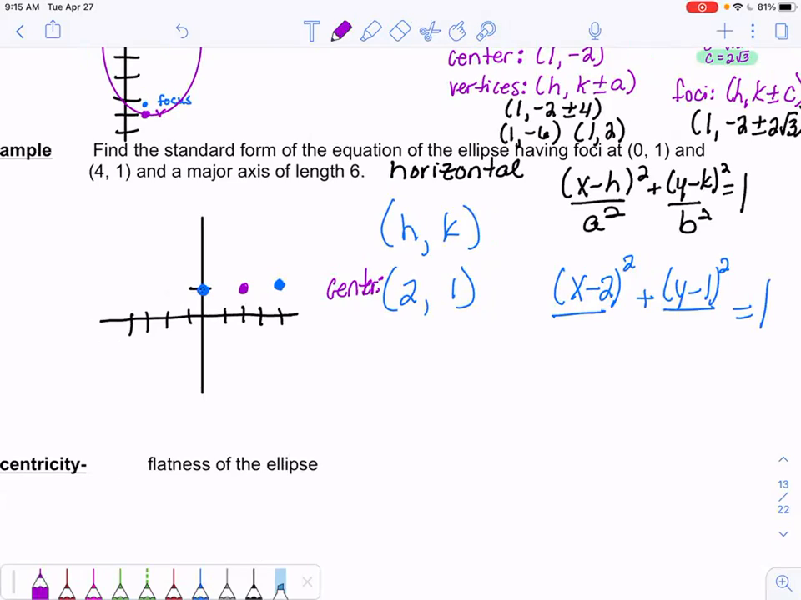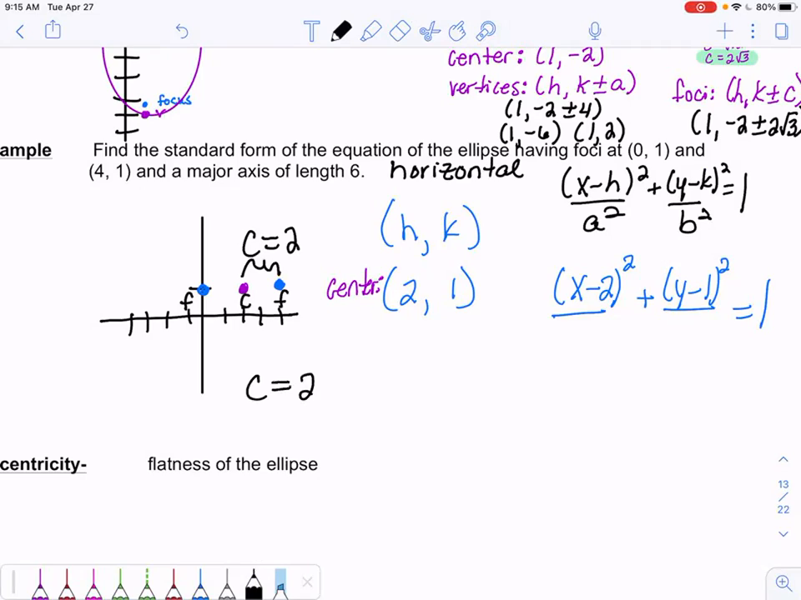What is the distance from the center to a focus? What is that distance? Peter? And that too represents which of the variables that we've been working with for an ellipse? Yeah, so C is equal to 2. So the distance from the center to the focus is a distance of 2. That represents C. So we know C is equal to 2.